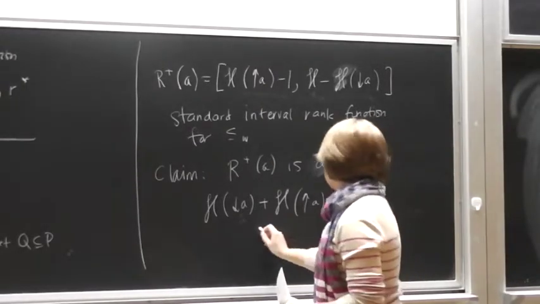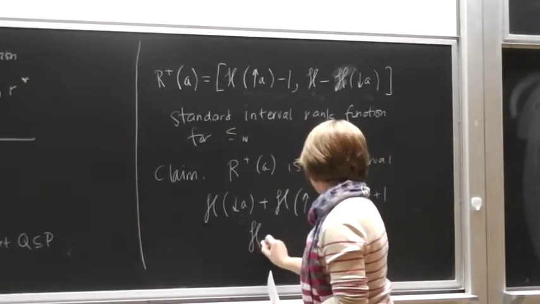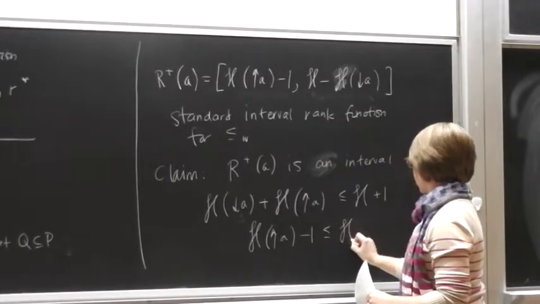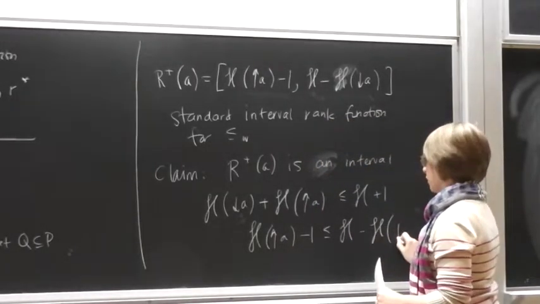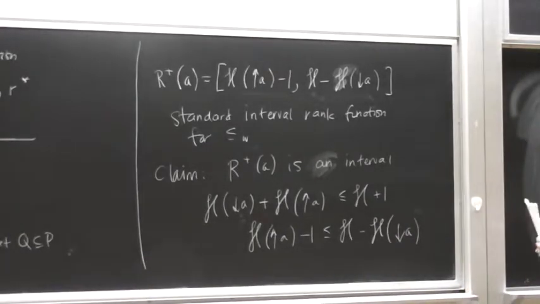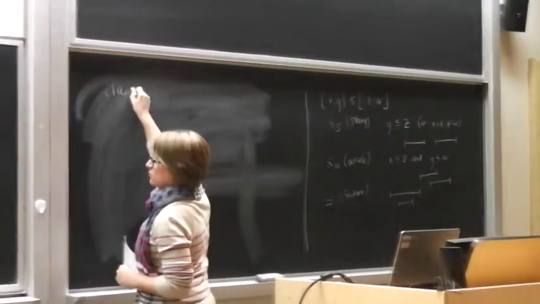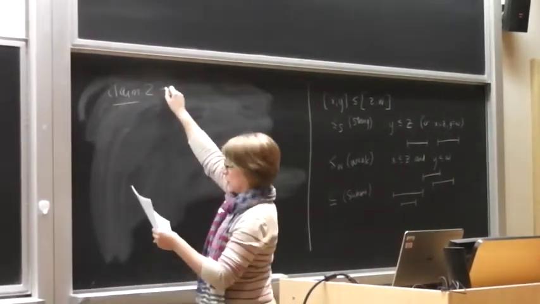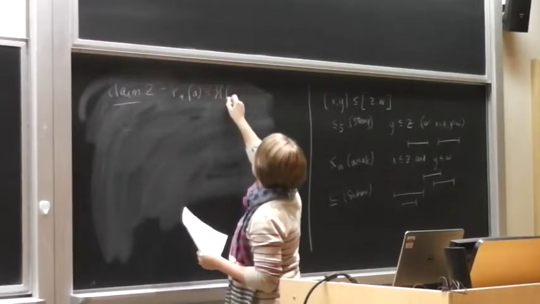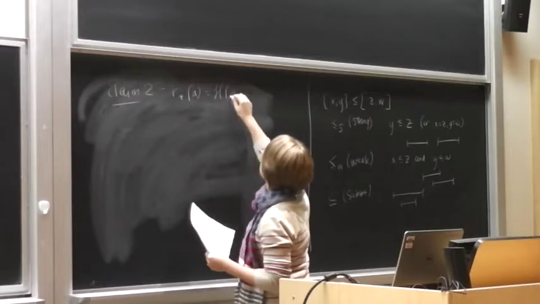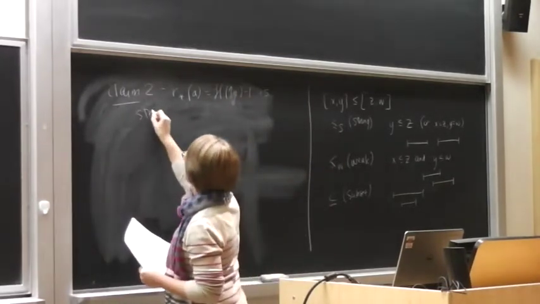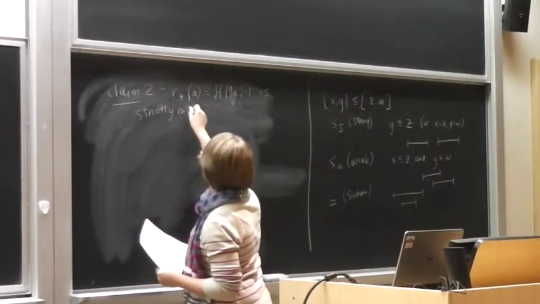And if you rearrange things, you get exactly this relation, the height of up A minus 1 less or equal to full height minus the height of the downset. So it's certainly interval valued. The second claim, number 2, is that R plus is strictly monotonic.